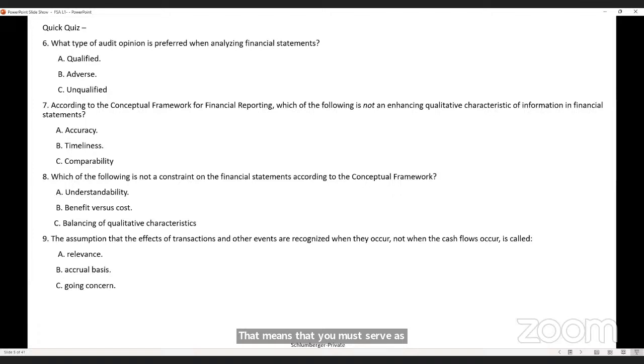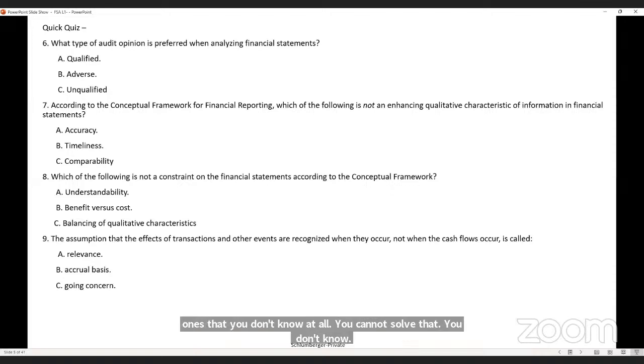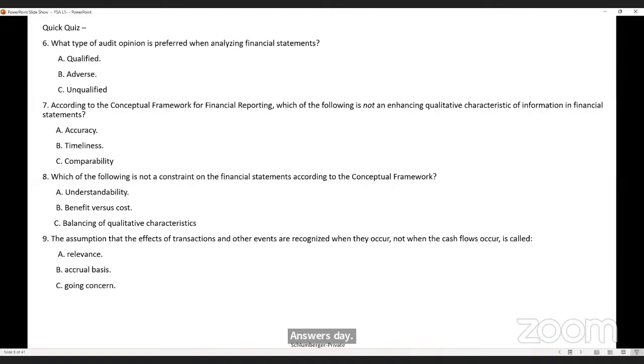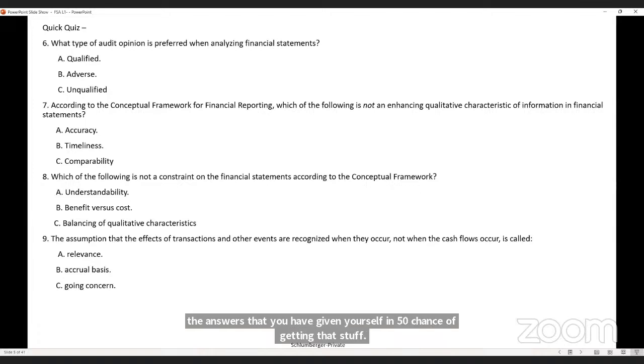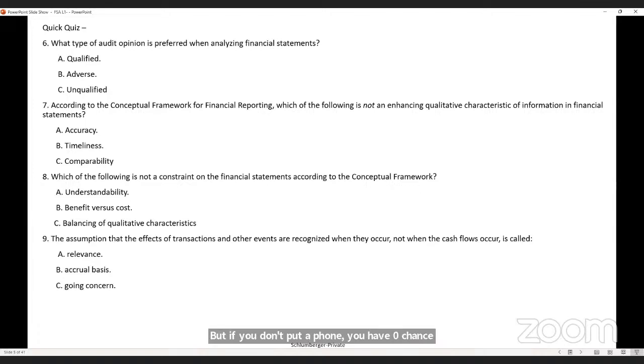The ones that you don't know at all, that you cannot solve, go back and put answers there. You might get them. It's a 50-50, right? You might get it or not. So if you still put the answers there, you have given yourself a 50% chance of getting that. But if you don't put at all, you have a 0 chance of even getting it, right?